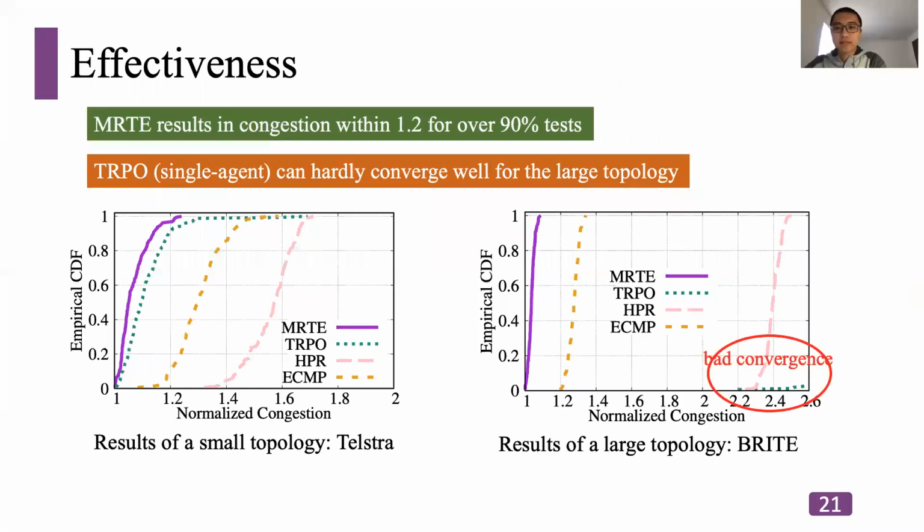This slide compares effectiveness. The left figure shows the results of the Terrestrial topology, and the right figure is about the Brite topology. Each figure shows the empirical CDF of normalized congestion. For normalized congestion, the smaller the better. Normalized congestion being 1 means the optimal value. We can see that MRTE performs the best and results in congestion within 1.2 for over 90% of tests. TRPO, the single-agent approach, performs well in the small topology, but its performance is not stable. In the large topology, TRPO fails to converge well due to its poor scalability.